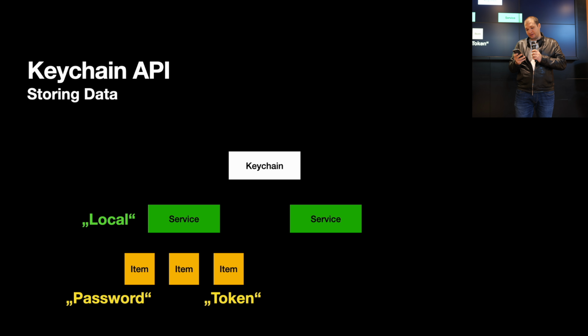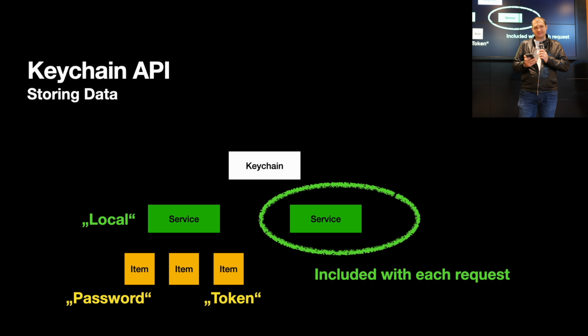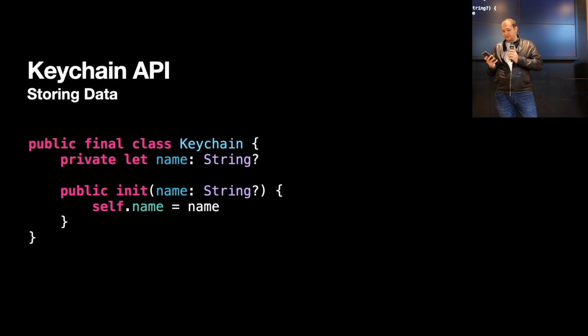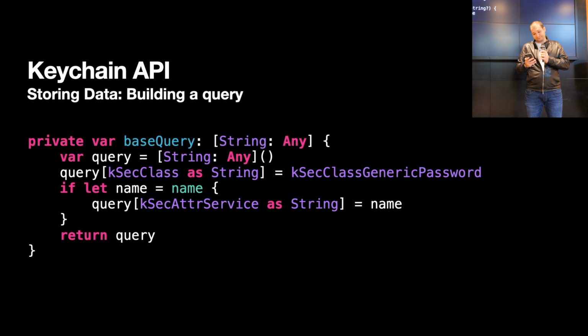items in it. And one of the problems is that you have to include the name of the service with each Keychain request, as I showed before. So next step, let's fix that one. We create a class, and that class will be initialized with the name of the service, so that we can then pass that class around and not remember the actual name of the service we used to configure. And yeah, then we need to build this query and provide it into a class.